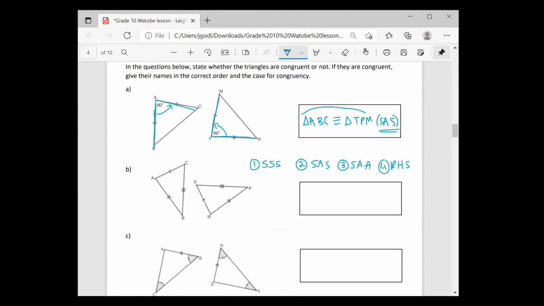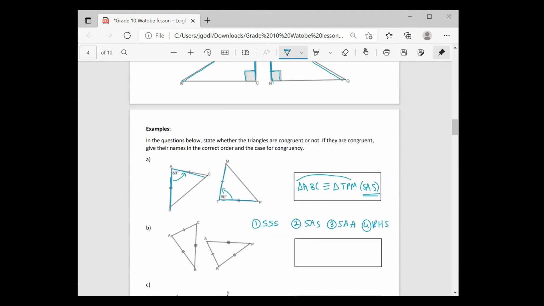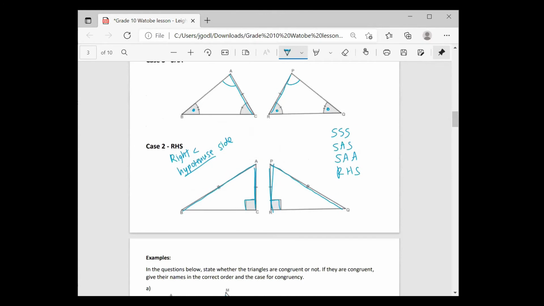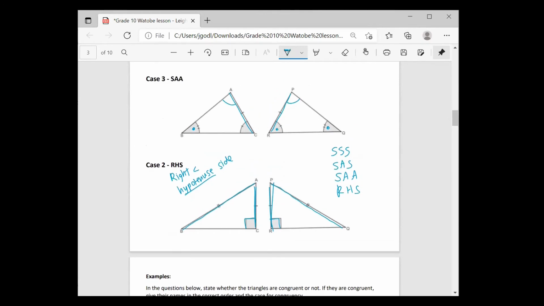Sure. So the last two cases up here. Have you got them?